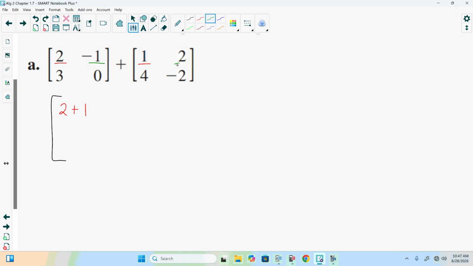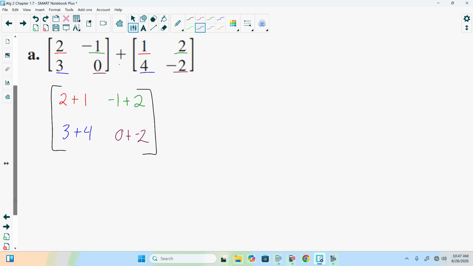And we have -1 plus 2. That takes care of the first row. Our second row, we would have 3 plus 4. And lastly, 0 plus -2. Questions on this so far?